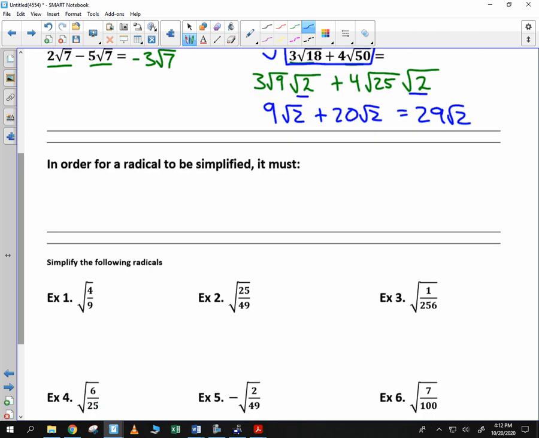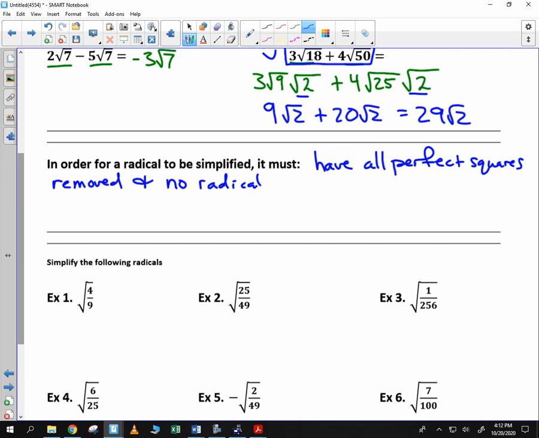So let's talk more about simplifying radicals today. We're going to be looking at fractions. In order for a radical to be simplified, it must have all perfect squares removed and no radicals in the denominator. Actually, what would be better to say is rationalized denominator.